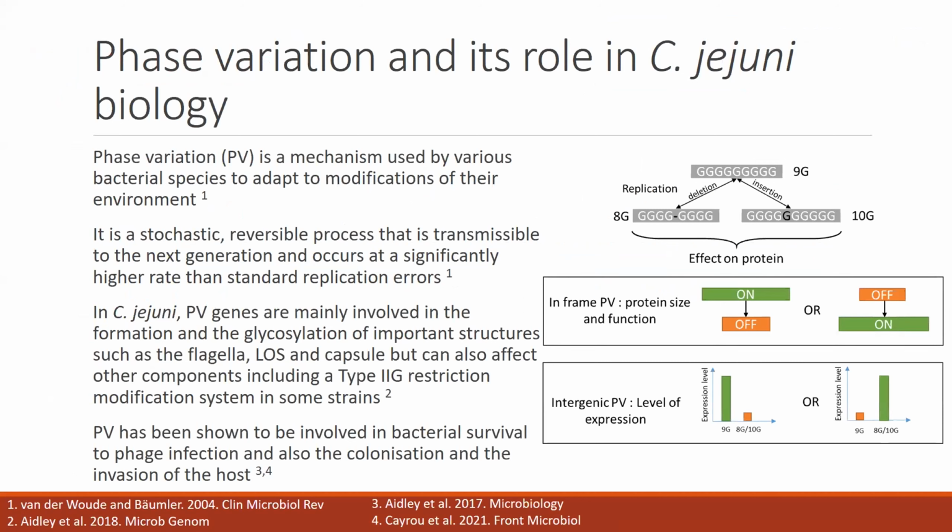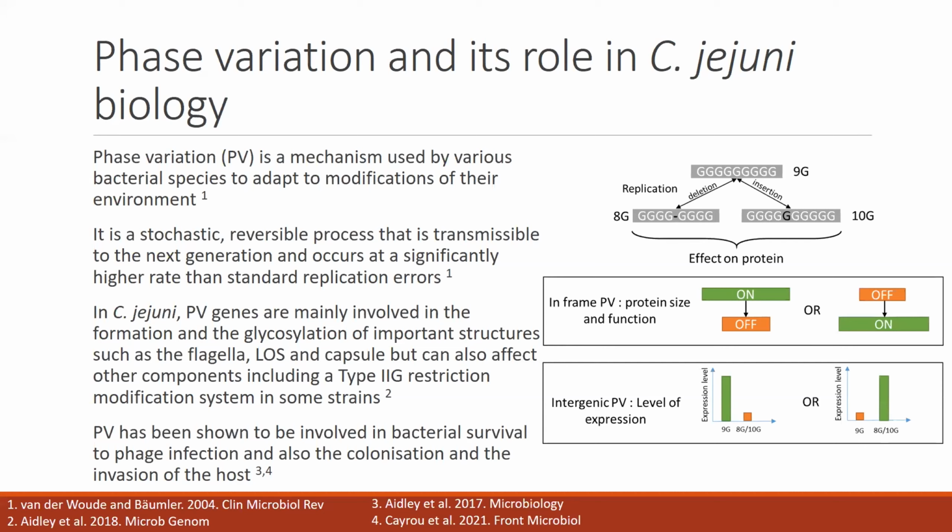In Campylobacter jejuni, at least, this mechanism is mainly based on a poly-G tract that will vary in size because of replication errors. And it can have two different effects on the protein. If it's in frame, it will cause a frameshift that will switch the protein on and off or off and on. But it can also be in the promoter region. In this case, it will modify the level of expression of the protein itself.